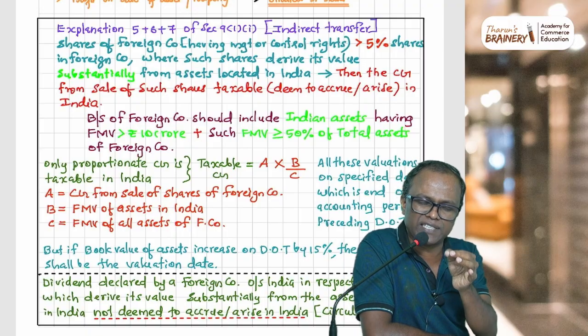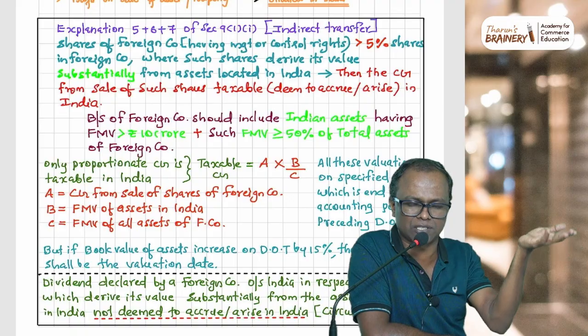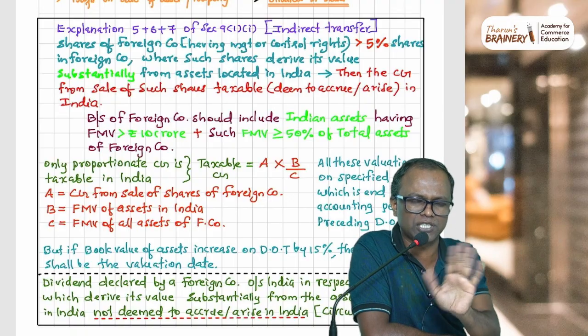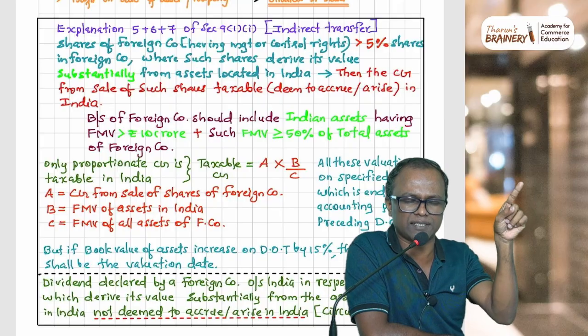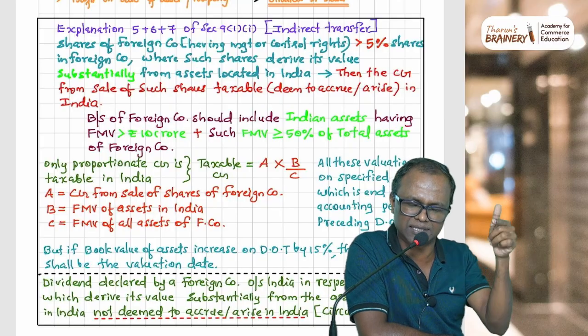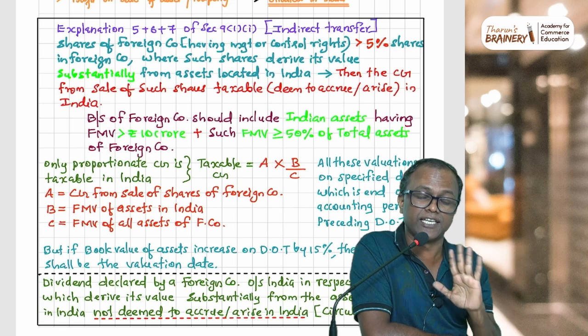So if the value of Indian assets is less than rupees 10 crore, but it represents at least 50% of the total value of the foreign company, this provision is not applicable. And in another case, this provision is not applicable if the foreign shareholder's shareholding in the foreign company is less than 5% of the shares, or if that is not an equity share.